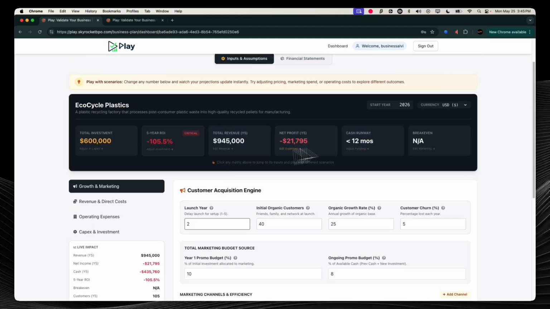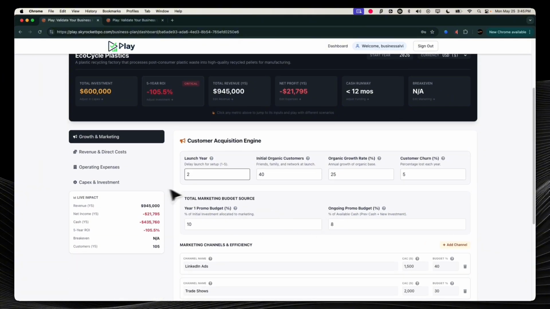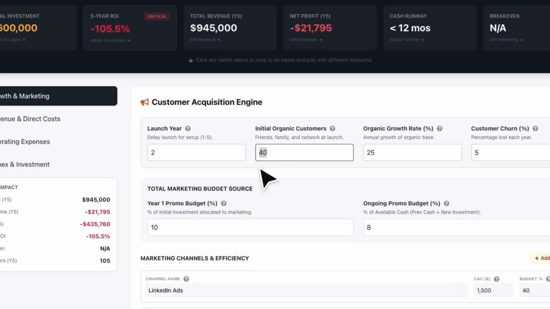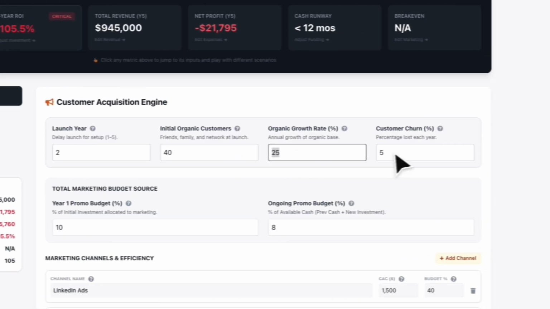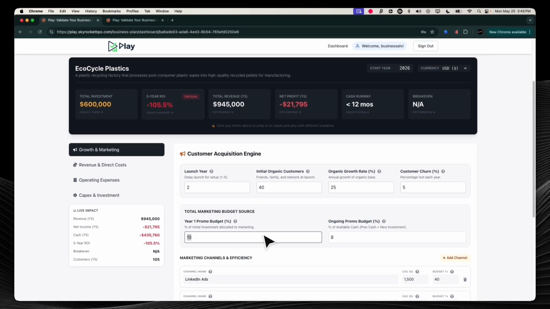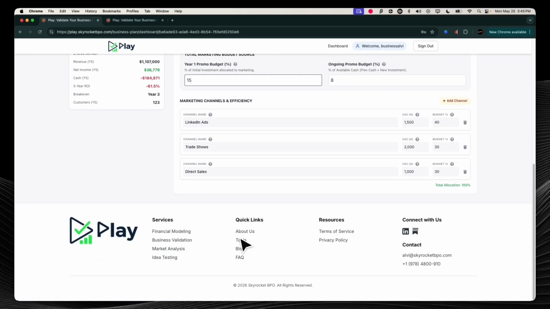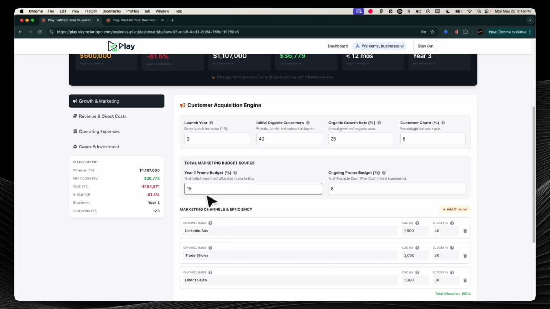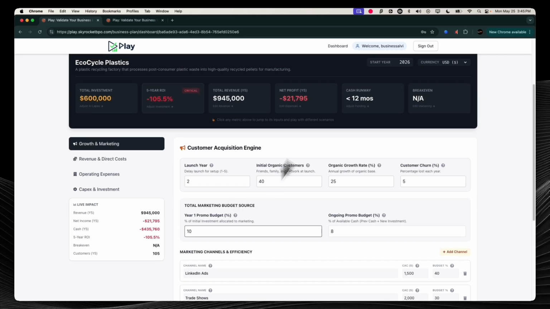For now, it's unprofitable. So let's say the initial number of organic customers is 40, the organic growth rate is 5%, and the churn rate is 5. Let's say for the year one promotion, we increase this to 15%. Let's see what happens. As you can see, if we increase promotions, the number of customers acquired will change, for example from 10% to 21,000. To get a better understanding of this, you need to look at the revenue and direct cost section.